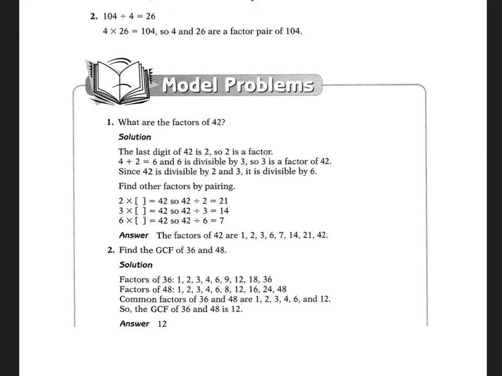To find the greatest common factor of 36 and 48, you'd have to find the factors of 36, which are 1, 2, 3, 4, 6, 9, 12, 18, and 36. And the factors of 48 are 1, 2, 3, 4, 6, 8, 12, 16, 24, and 48. Their common factors are 1, 2, 3, 4, 6, and 12. Their greatest common factor is 12.